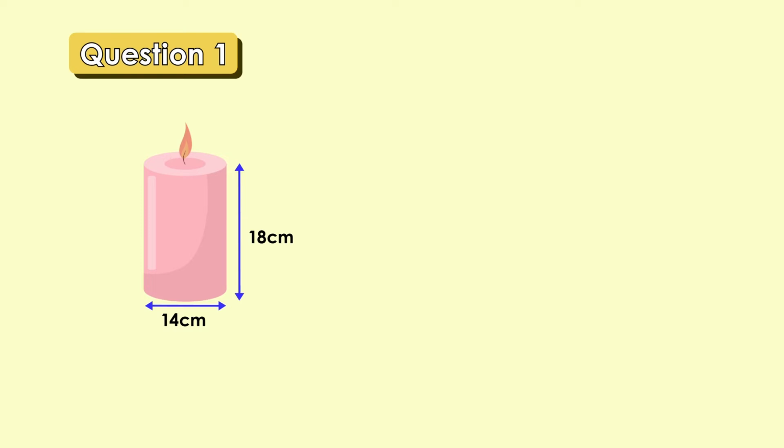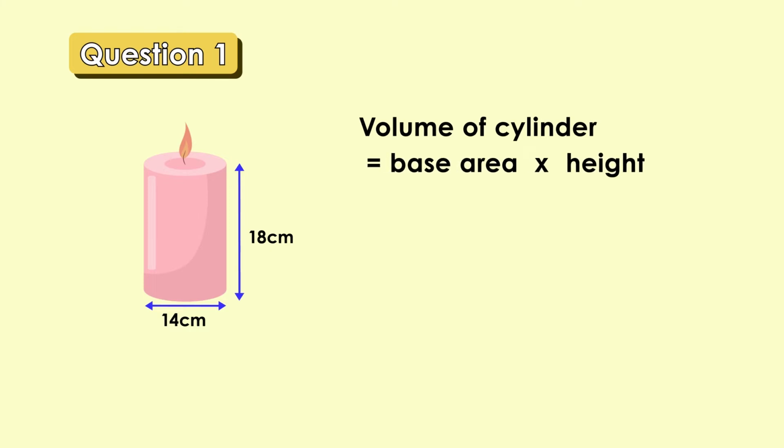Do you remember the formula of the volume of a cylinder? That's great! The base area is multiplied by the height. The base area is a circle. Therefore, it is pi r square multiplied by h. In short, the formula of a cylinder is pi r square h.